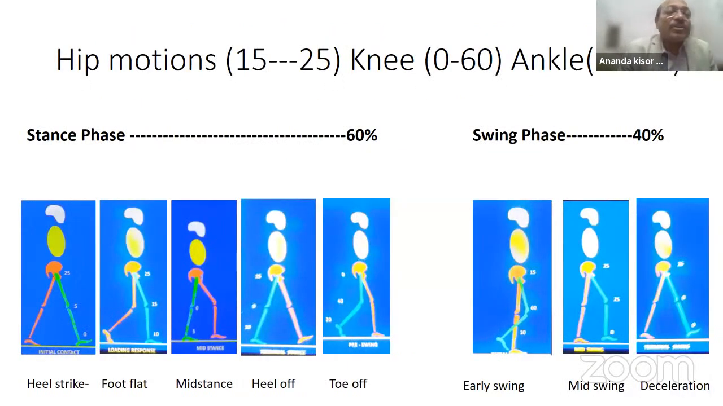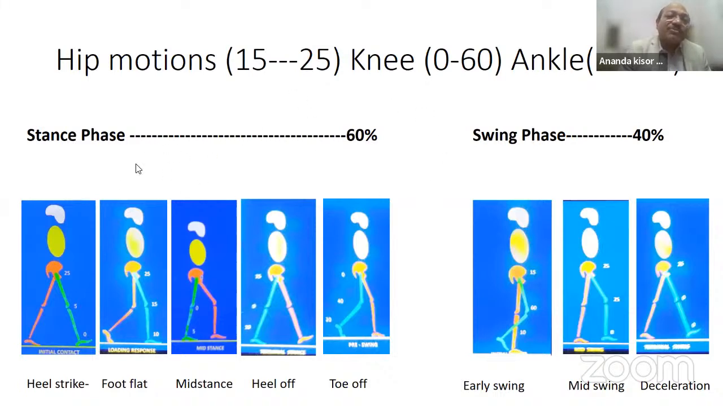Now, the gait involves several hip motions. Basically, 15 to 25 degrees of flexion is required for the hip. The knee requires 0 to 60 degrees of flexion, whereas the ankle requires 10 to 20 degrees of motion. That is 10 degrees of dorsiflexion and 20 degrees of plantar flexion required for this gait.